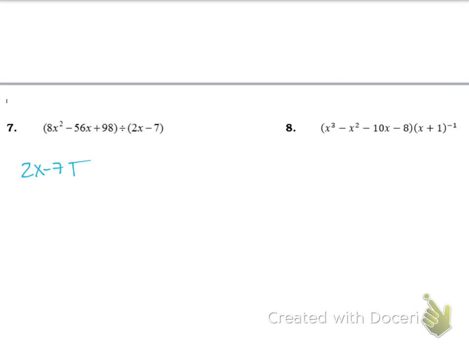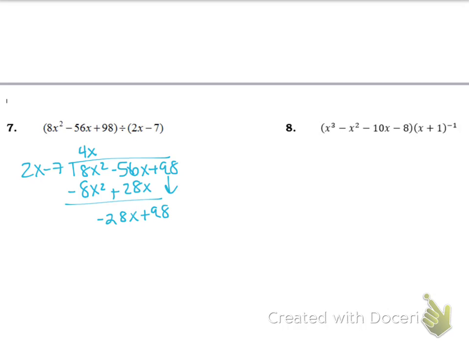So I've got 2x minus 7, I got my squared, my x, and my 98, so I can go ahead and go. So I have to multiply this by 4x to get my 8x squared minus 28x, flip. So I've got negative 28x plus 98. So I have to multiply by a negative 14 to get that negative 28x plus 98, flip. So my 4x minus 14 is what I have left.